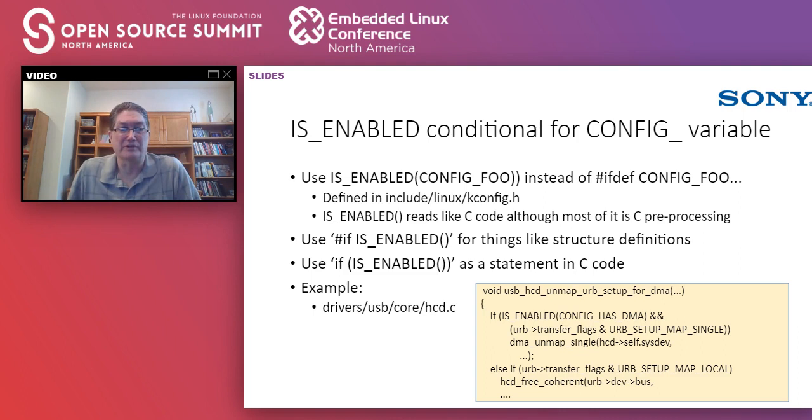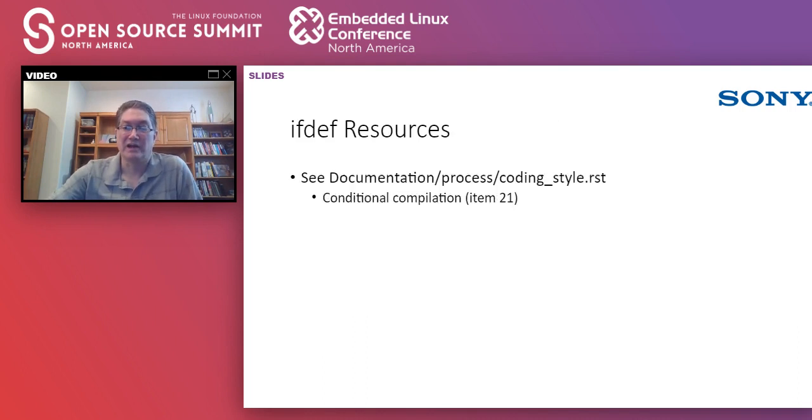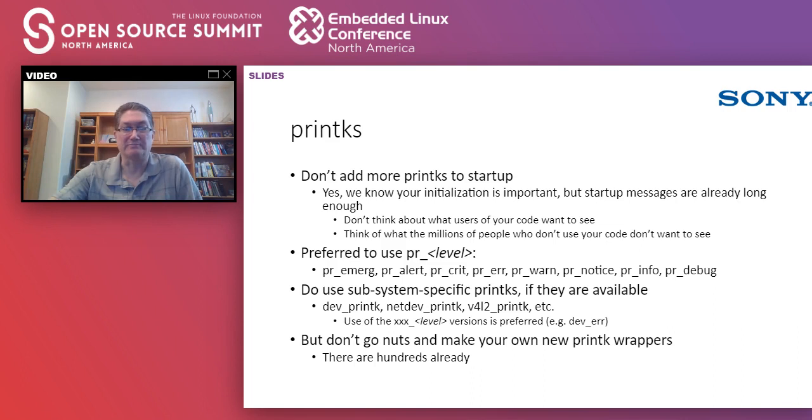Here's an example from usb_hcd_unmap_urb_setup_for_dma. That's a long routine. You can use this in C code, and notice that it's even done in conjunction with regular C code. Because of the ampersand there, the second part of that if is going to evaporate away if the IS_ENABLED does. So it's pretty tricky, but it's pretty nice. And this is actually mentioned in a coding style guide in the kernel.